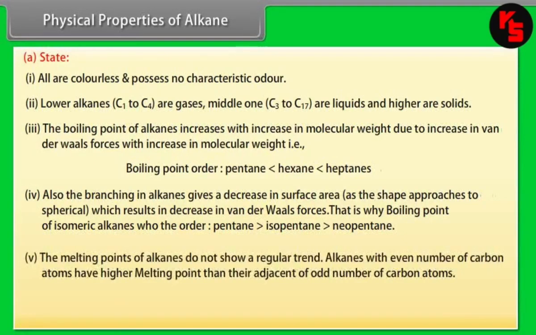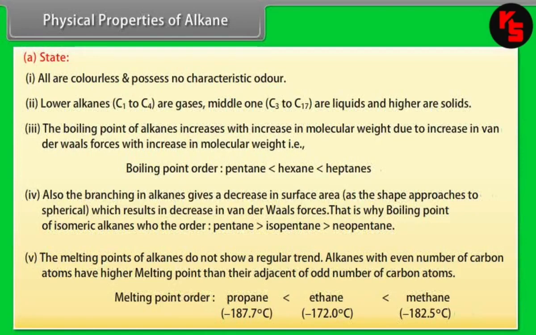Number 5: The melting points of alkanes do not show a regular trend. Alkanes with an even number of carbon atoms have higher melting points than their adjacent alkanes with an odd number of carbon atoms. Melting point order: propane is less than ethane is less than methane.